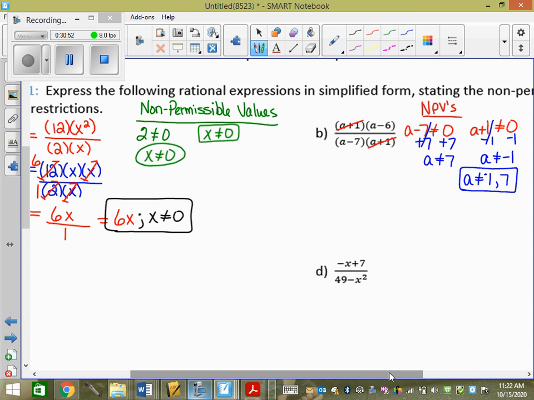Do you start canceling A's off and give me 6 over 7? No, that's not good. Stop. So we're going to get A minus 6 on the top. You can keep it in brackets or not in the answer. A minus 7 on the bottom, and behind it we follow with A cannot equal negative 1, comma 7. There's my answer.